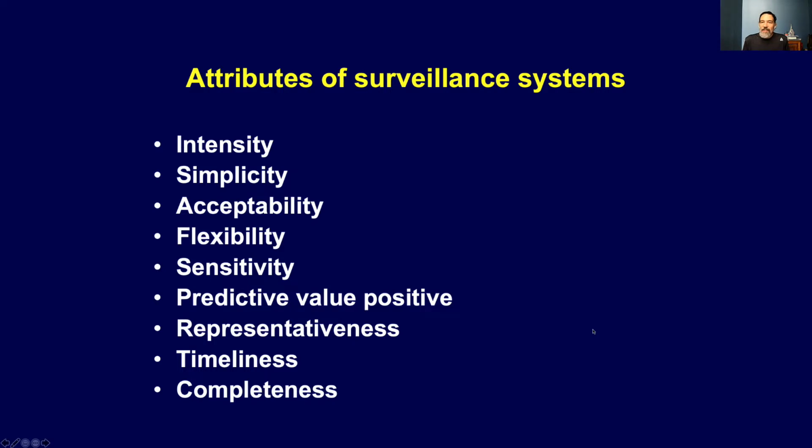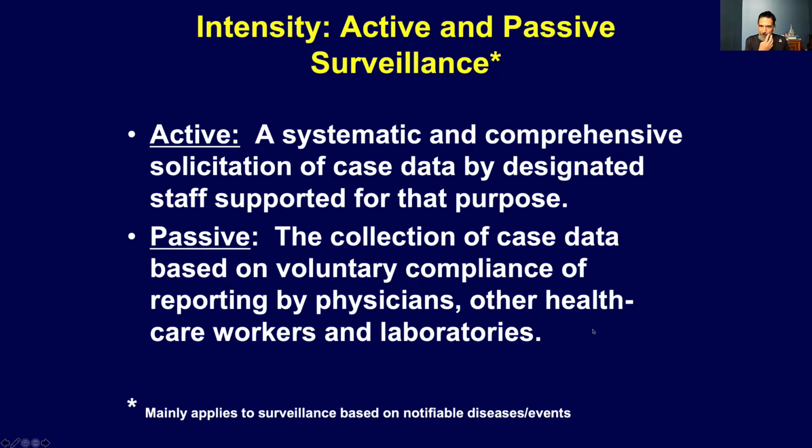So surveillance systems have attributes that can be used to understand their strengths and weaknesses in relation to the goals that they're trying to achieve. For example, imagine a surveillance system for an infectious disease like measles. The goals of the surveillance system might be to rapidly identify and characterize all new cases of measles and to rapidly detect outbreaks of measles. So we can go through some of these attributes here, keeping in mind the goals of this hypothetical measles surveillance system. So intensity, this refers to the extent to which a surveillance system is either active or passive, or somewhere in between, like a hybrid.